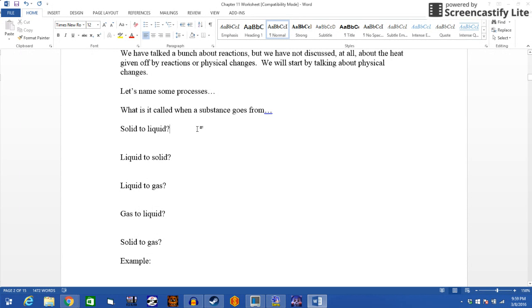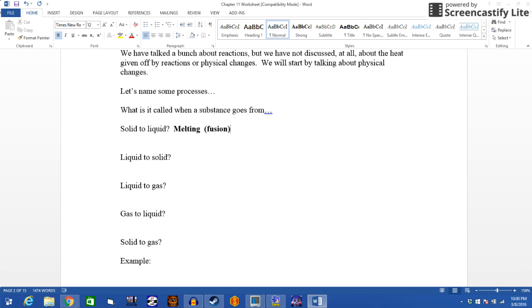First, let's just go with the basics. What is it called when a substance goes from solid to liquid? Now, you might call it melting. You might call it melting, but there's also a more technical term for it. It is also called fusion.